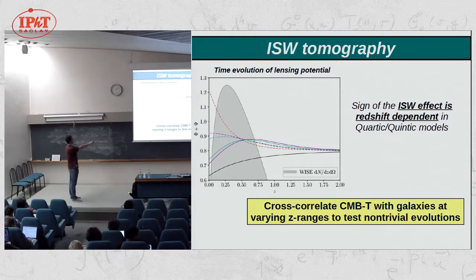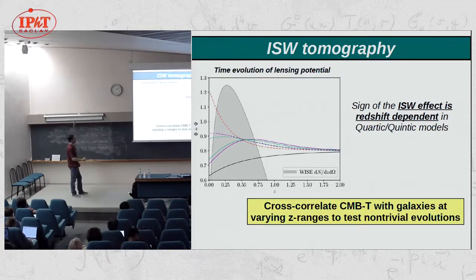So this is what I call ISW tomography. This is showing the time evolution again of the lensing potential. These solid curves here are the ones that have a good fit to the WISE ISW signal, and because, like lambda CDM, they are decaying during this redshift range. But you see that there are other redshift ranges where this evolution is growing. So if I now cross-correlate with a galaxy sample that lives in this redshift range, then I have another chance of telling these models apart from lambda CDM.